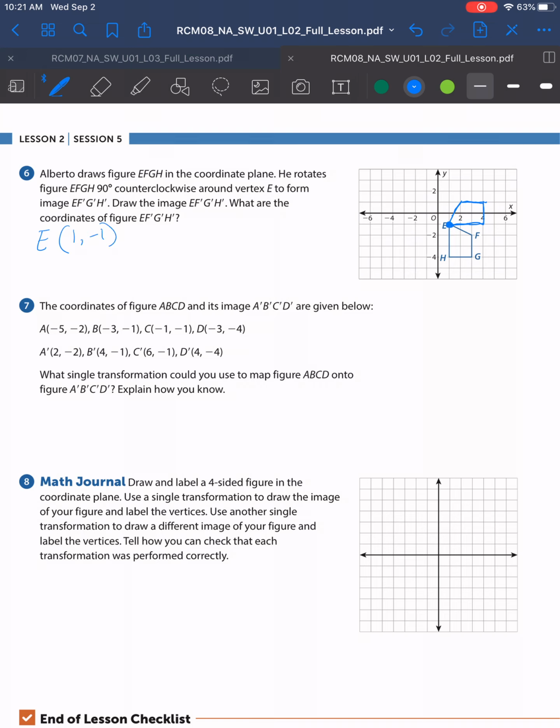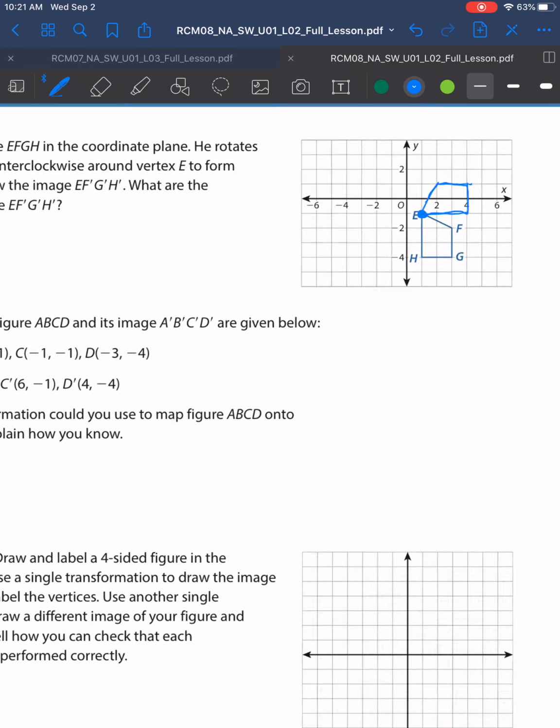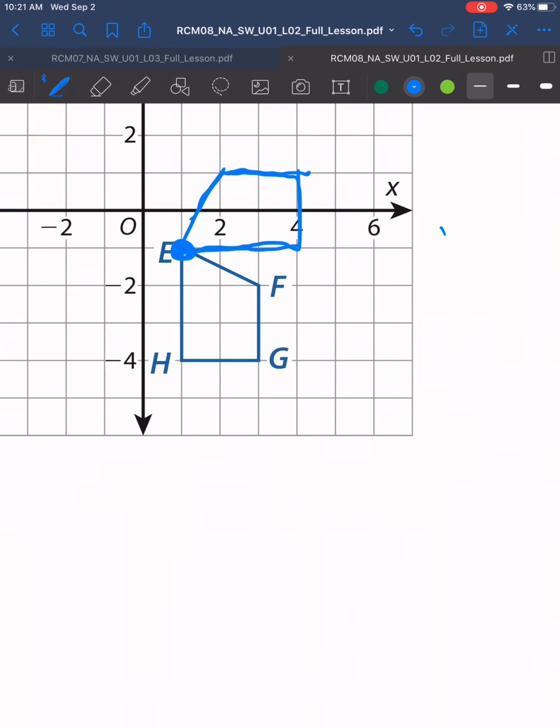But now let's look at F. F's coordinates right now are over 3, down 2. Okay, and then the new F should be 2, 1. Let's see, F would be here, and that is 2, 1.